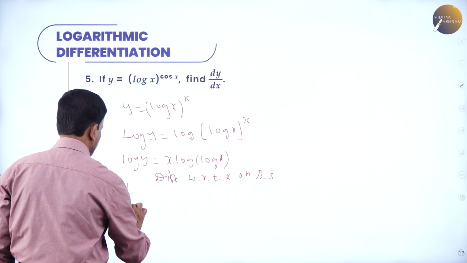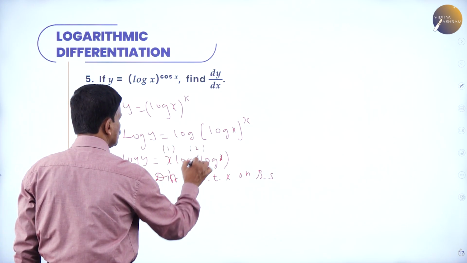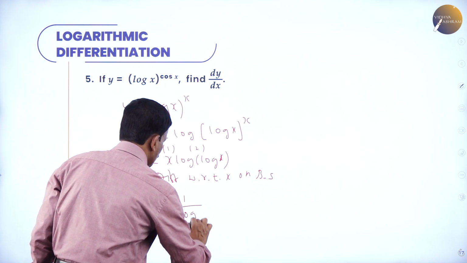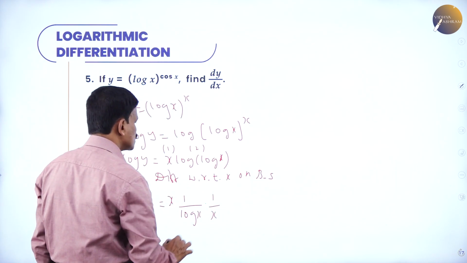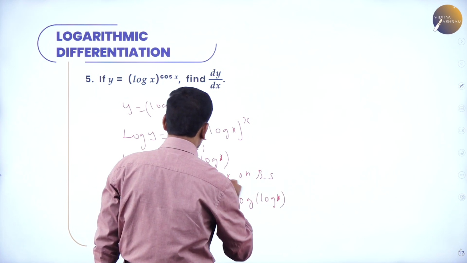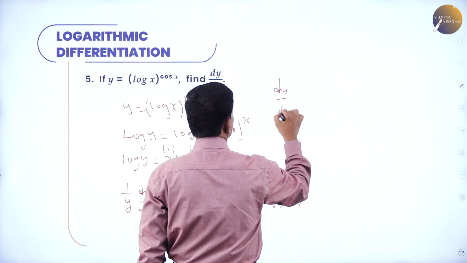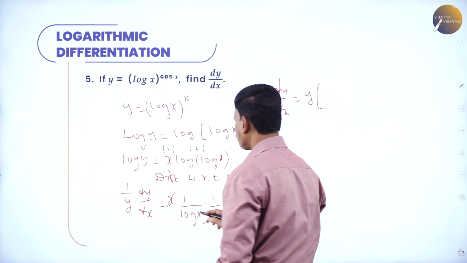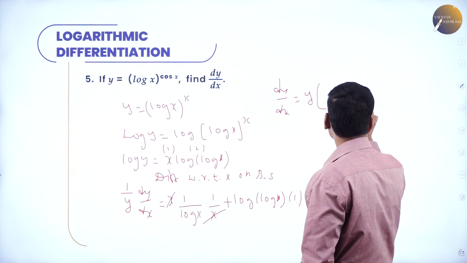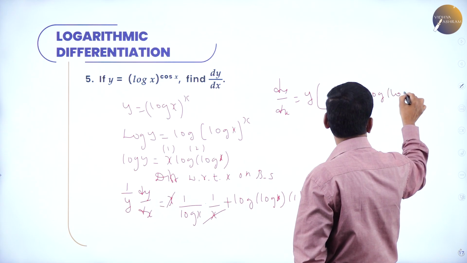Now what happens? Derivative of log y is 1 over y dy by dx is equal to, again this is the UV method, first function, second function. First function is x, differentiation of log x is 1 over log x into d by dx of log x, which is 1 over x, plus log of log x into derivative of x, which is 1. You can cancel this, x and x get cancelled. dy by dx is equal to y into 1 by log x plus log of log x into 1, which is log of log x.